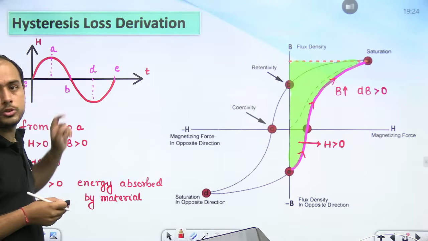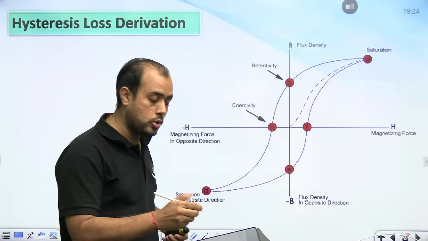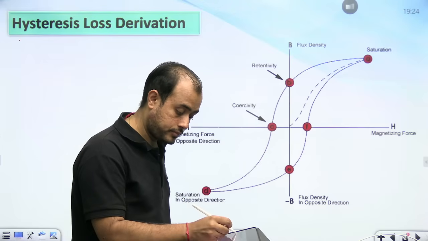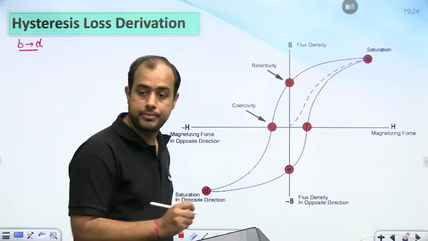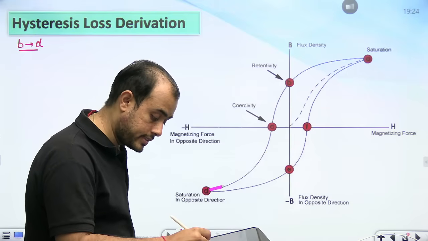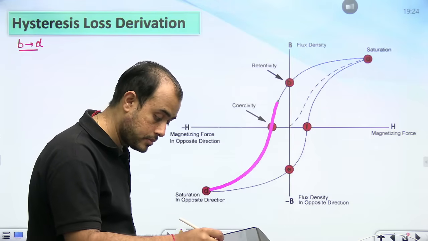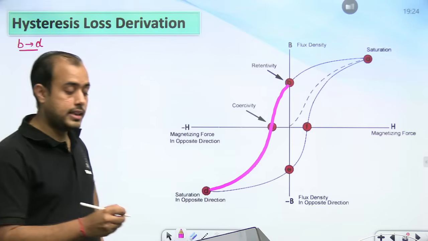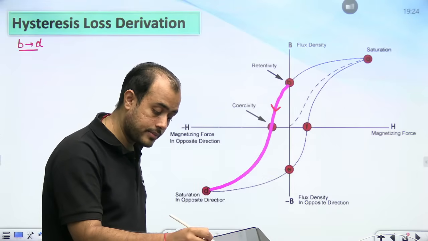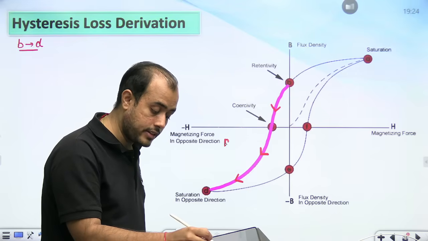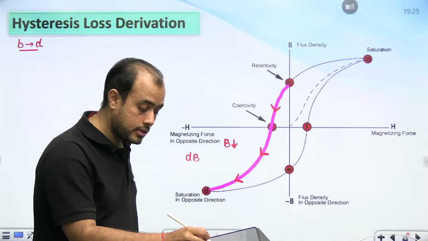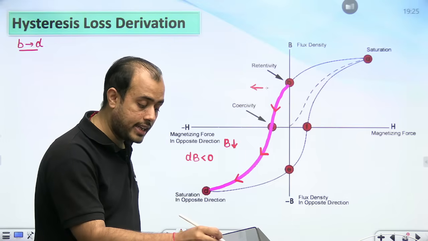Now I will go from B to D. So I'm talking about this region. When I'm going from B to D, beta, I'm going like this. So that means B is decreasing, we are going down. नीचे जाने का मतलब है B का घटना, B is on the y-axis. So dB is negative. And we are on the left hand side.